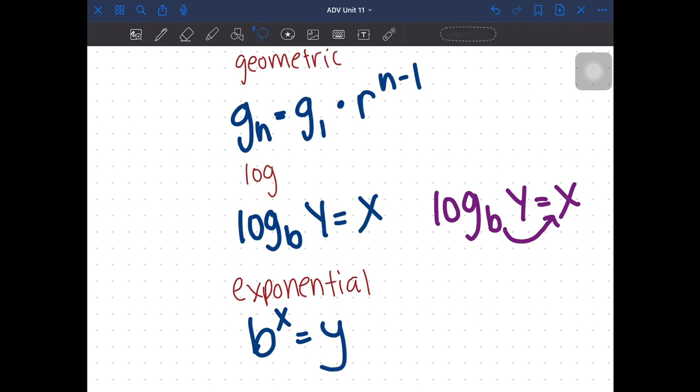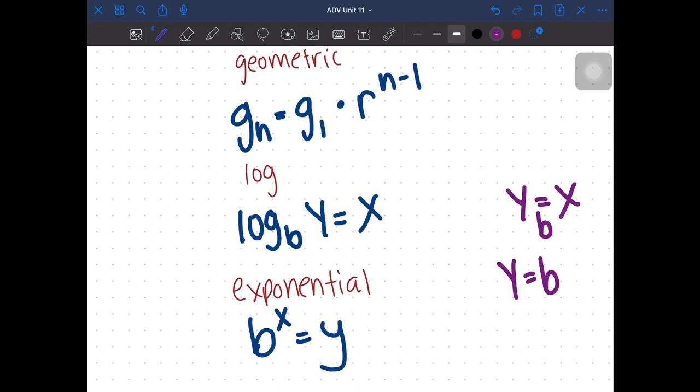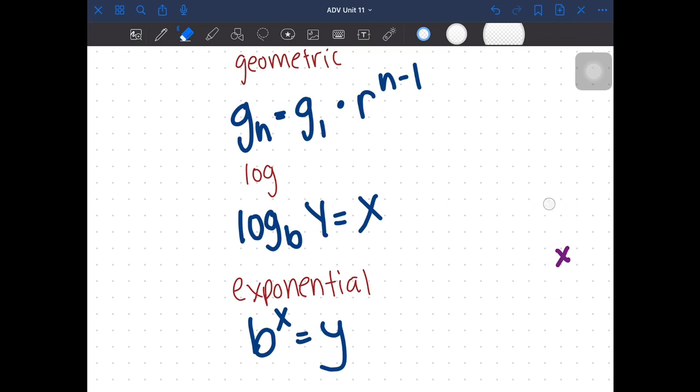Let me see if I can visually show you what's going on, okay? So this b right here is going to slide underneath the x, and then that is equal to y. I know that looks a little weird, but basically the b slides under the x. That's where this comes from, okay? Please make sure you know how to go between the two because you're going to have to convert a lot.